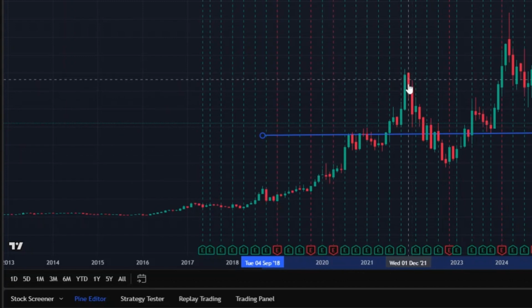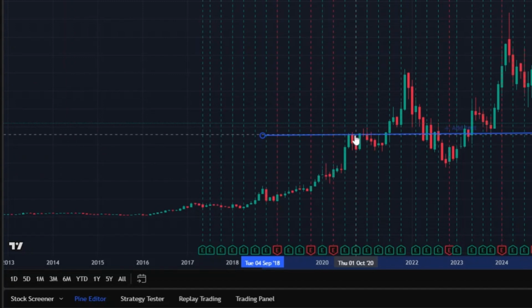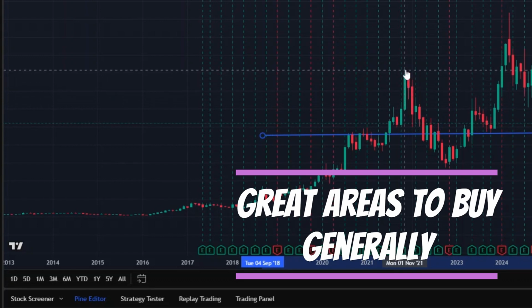When you fall below this, it acts as resistance, and you can see that right here. It got up to here, then it came back down. It tested the resistance and came back down, tested it again and came back down, and then tested the resistance again, and what did it do? It broke through. And when it breaks through resistance lines, you're usually looking at an upside return.